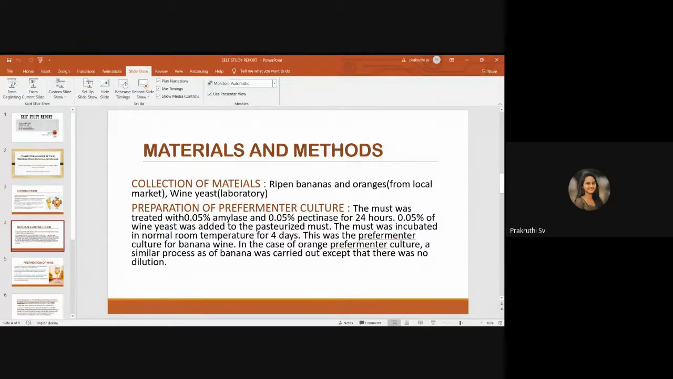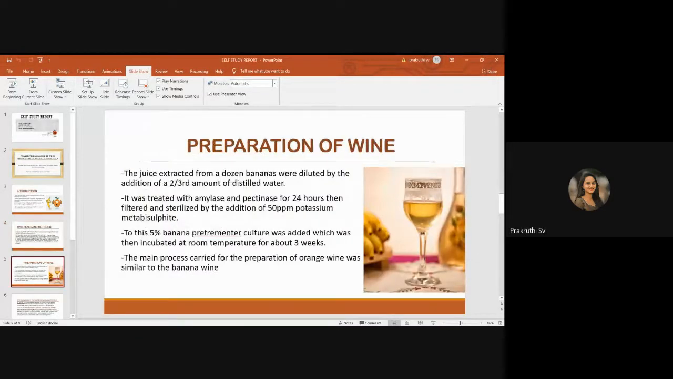A similar process was carried out for the orange pre-fermenter culture, except there was no dilution and the must was treated with 0.05% pectinase only. Preparation of wine. The juice extracted from a dozen bananas was diluted by the addition of two-third amount of distilled water. The sugar concentration was maintained at 20% Brix by the addition of sugar as per Pearson's square law.